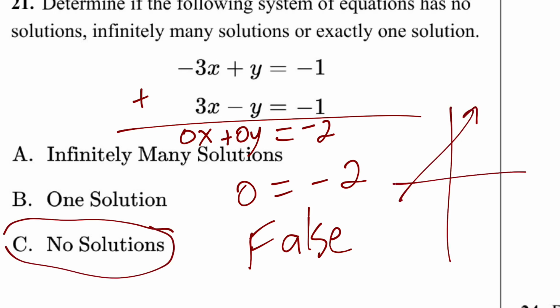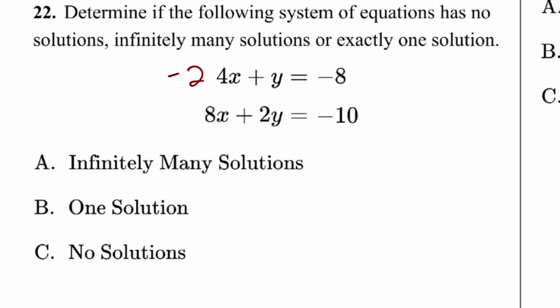This looks like this on a graph. These are parallel lines that never cross. Next up, let's take this top equation times negative 2. If we rewrite this, we get negative 8x minus 2y and positive 16.